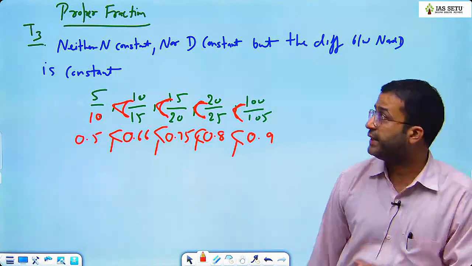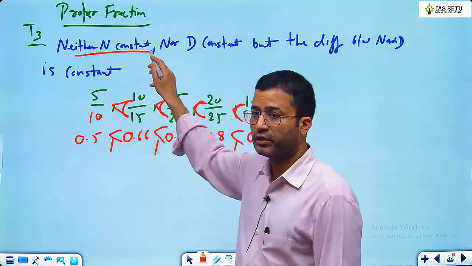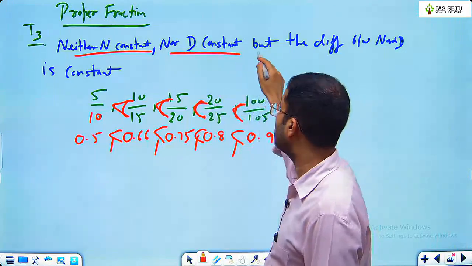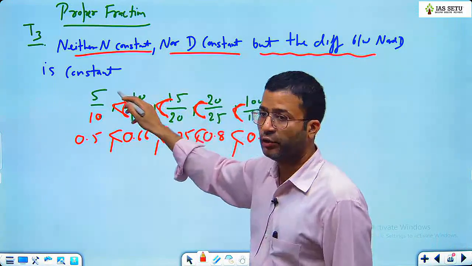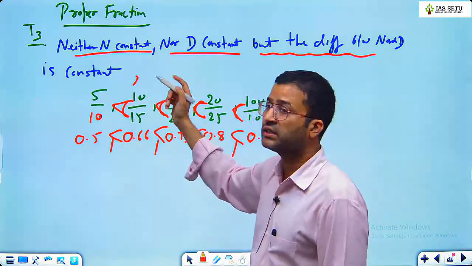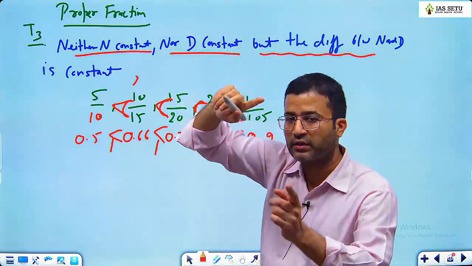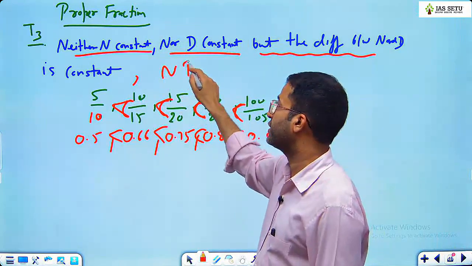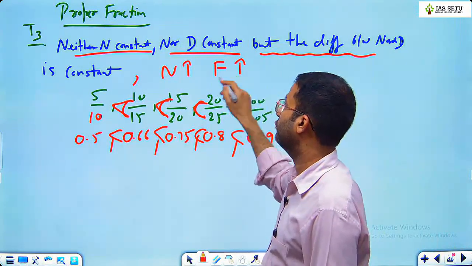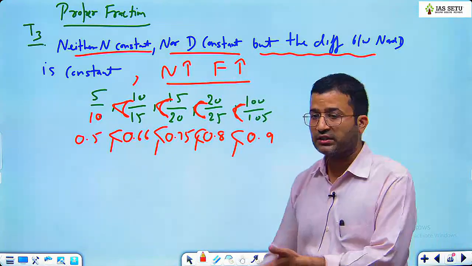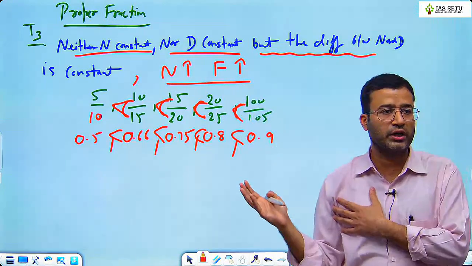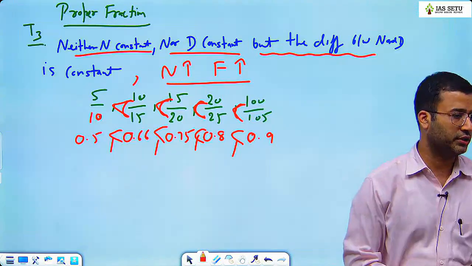So the idea here is neither numerator constant nor denominator constant, but the difference between numerator denominator constant. In this case, it is same like type 1. As your numerator increase, your fraction value will increase. जैसे जैसे आपका न्यूमरेटर बड़ा होता रहेगा, आपकी वैल्यू बड़ी होती रहेगी.